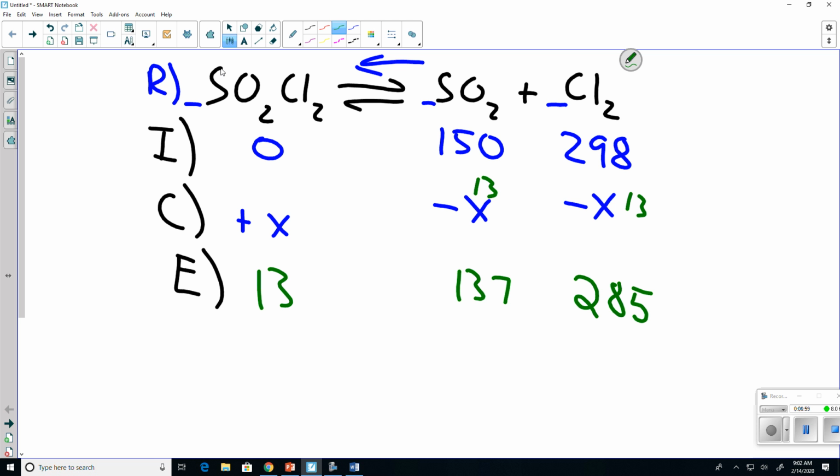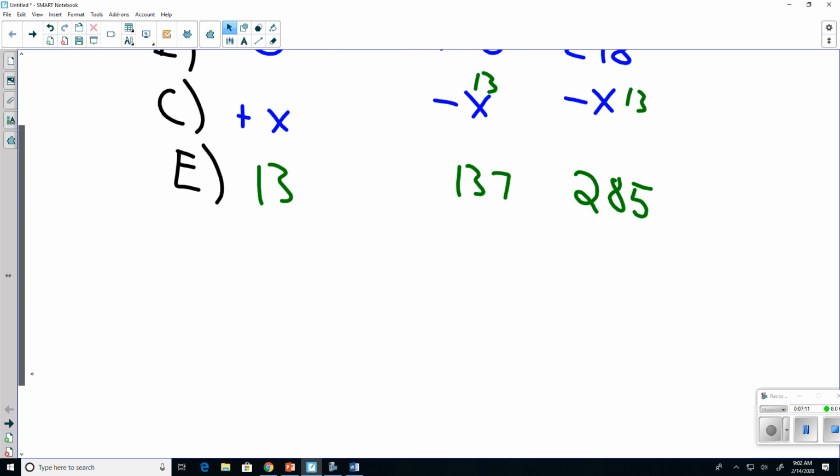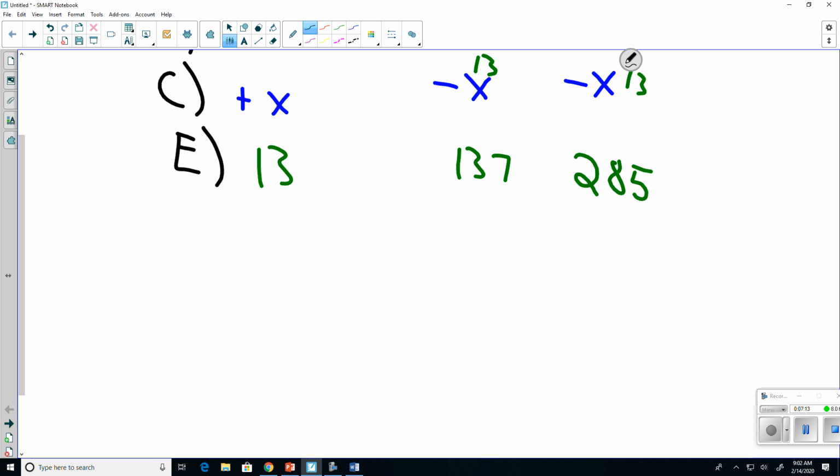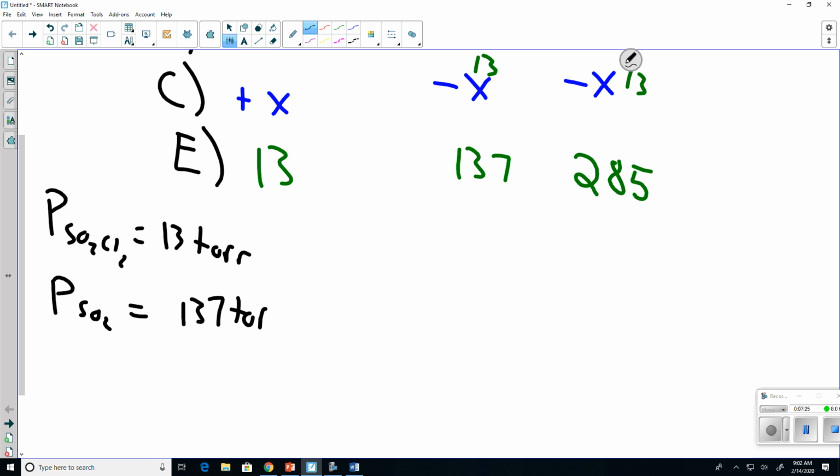This would solve for the partial pressure of each gas at equilibrium. That was the first question that was asked. So the P of SO2Cl2, I mean, if I wanted to make this all official looking and whatnot, P of SO2Cl2 equals 13 torr. P of SO2 equals 137 torr. And P of Cl2 equals 285 torr. So we solve for the equilibrium pressures for everything. And again, the same rules would apply if it was given molarity.